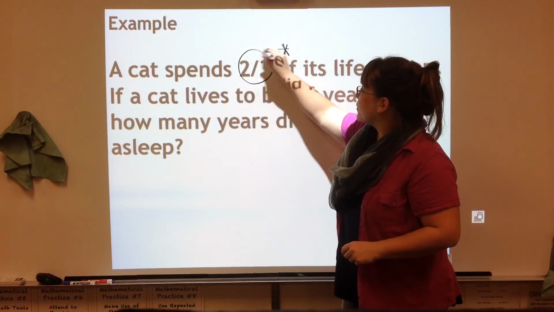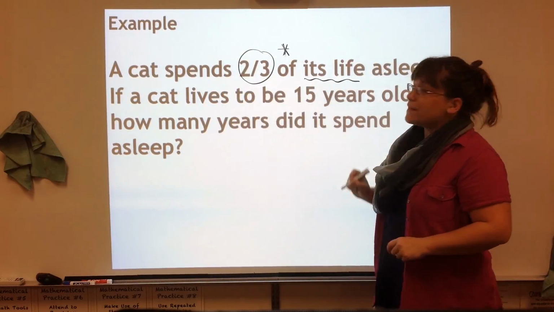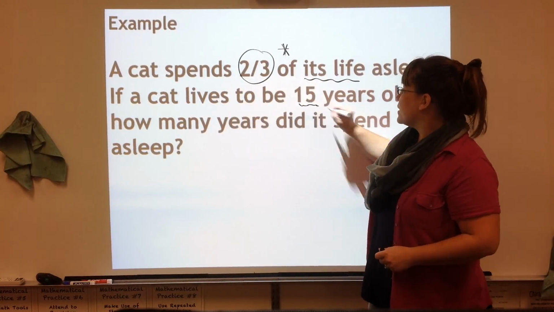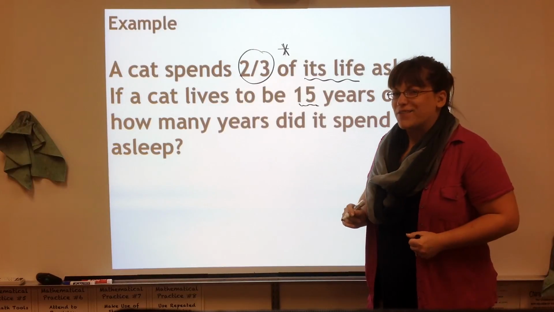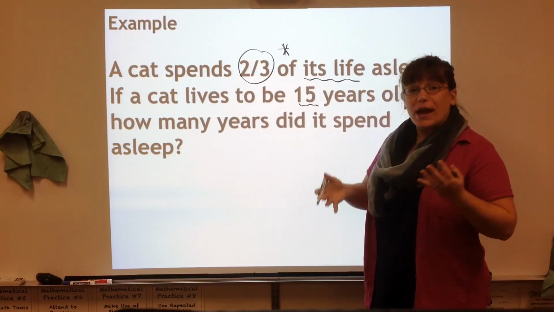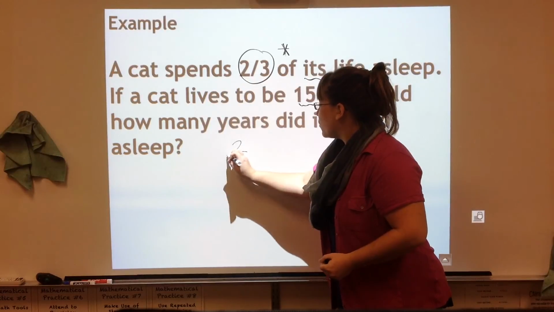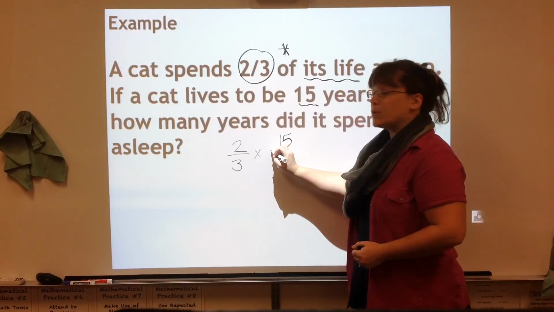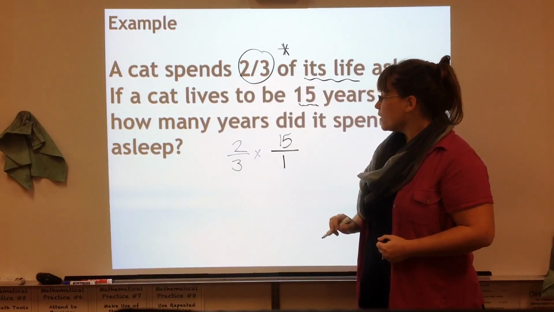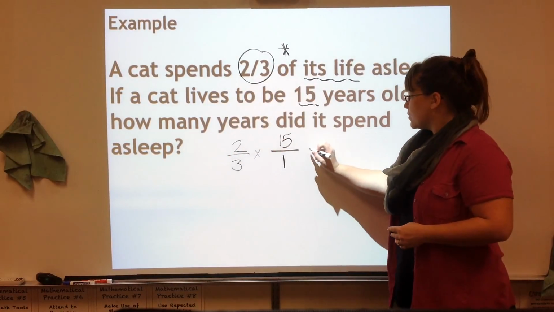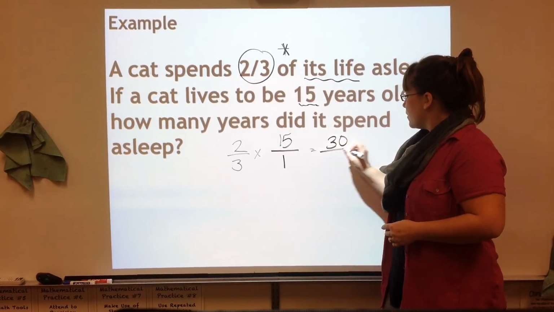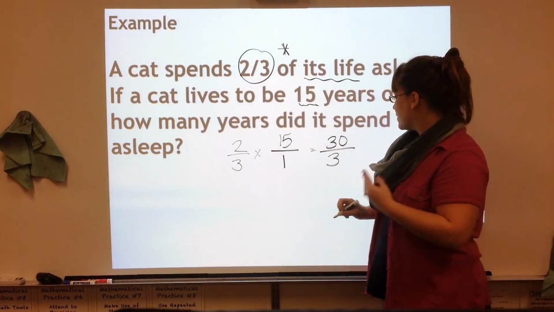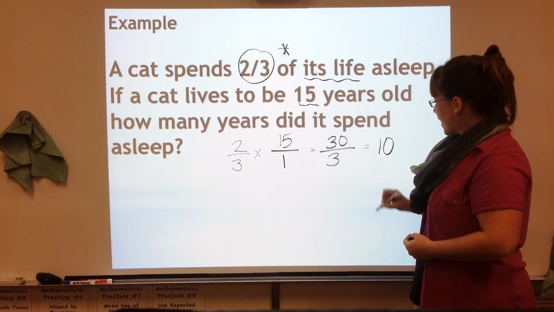So here's one factor, 2/3. Its life is the other factor, and in the second sentence we see that the cat has been alive for 15 years. So now our problem is going to be multiplying 2/3 times 15. We're going to put it over 1, and now we're going to multiply across. We have 30 and a 3. If you can do that mentally, that's fine. 30 divided by 3 is 10.